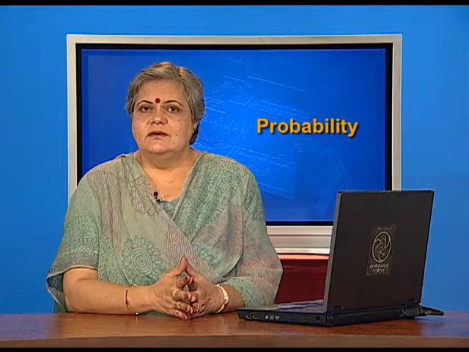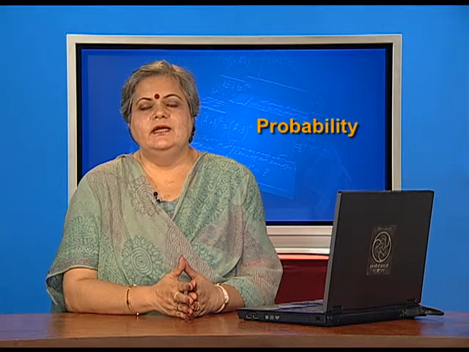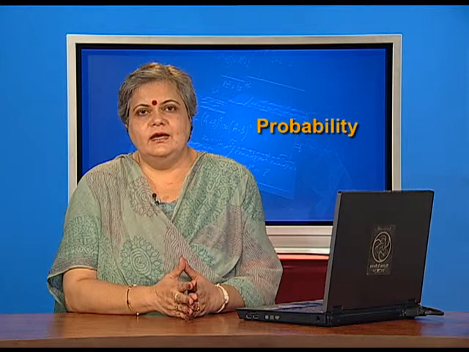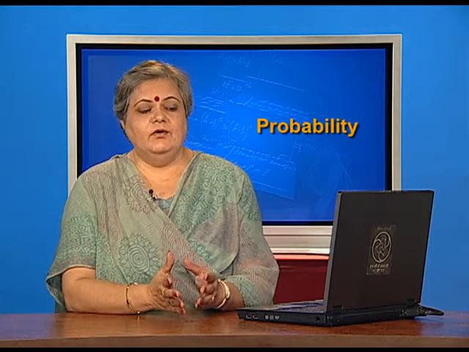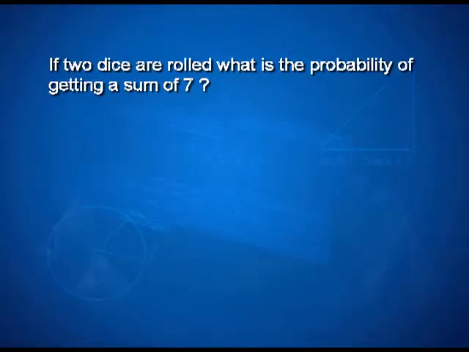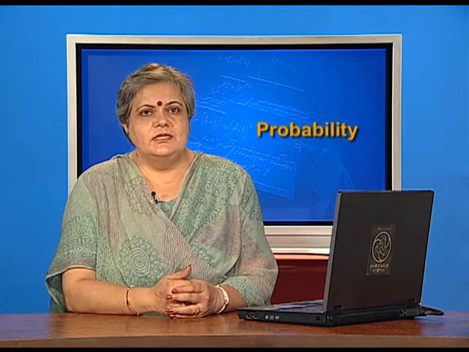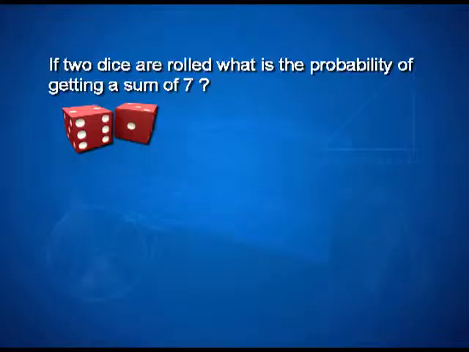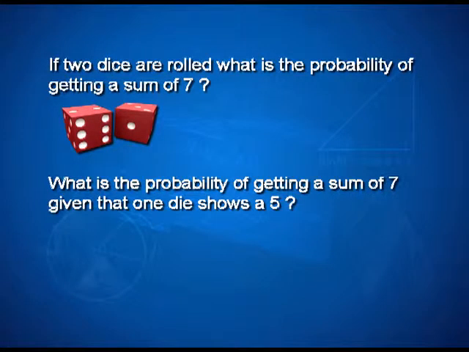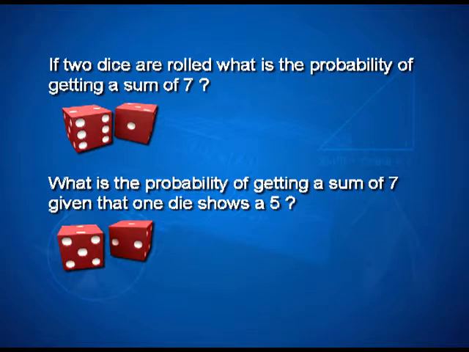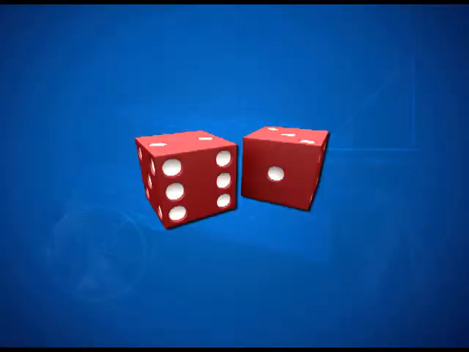In maths, we've been talking about probability, and the questions usually were like, what's the probability of getting a sum of 7 when a pair of dice is rolled? What's going to change is if the question says, what's the probability of getting a sum of 7 given that one die shows a 5. We know that when we roll a pair of dice, the total possible outcomes are 36.